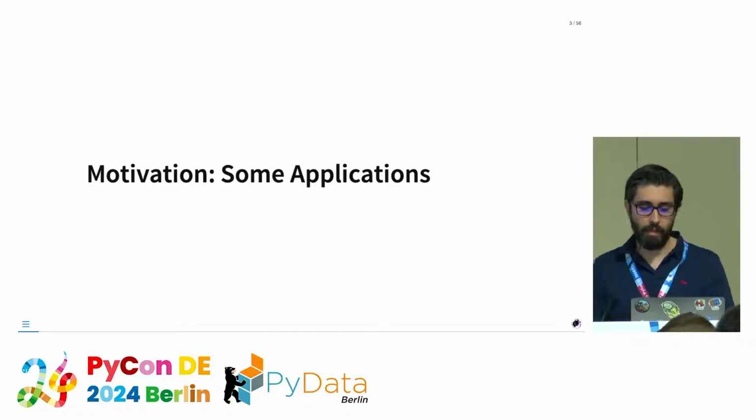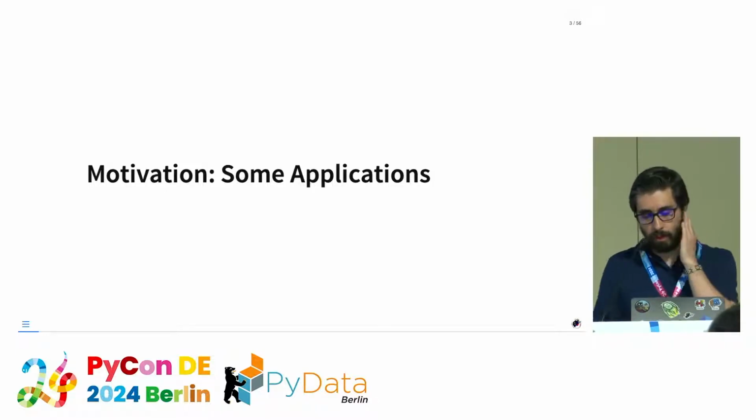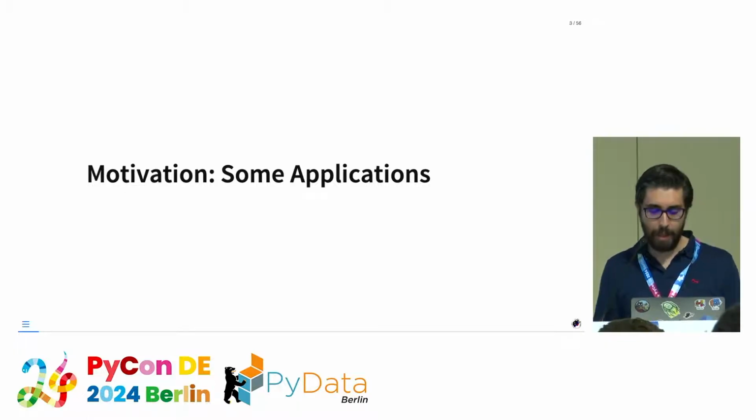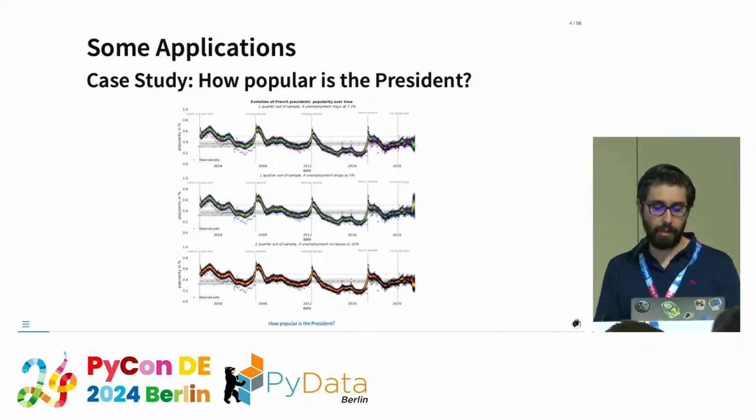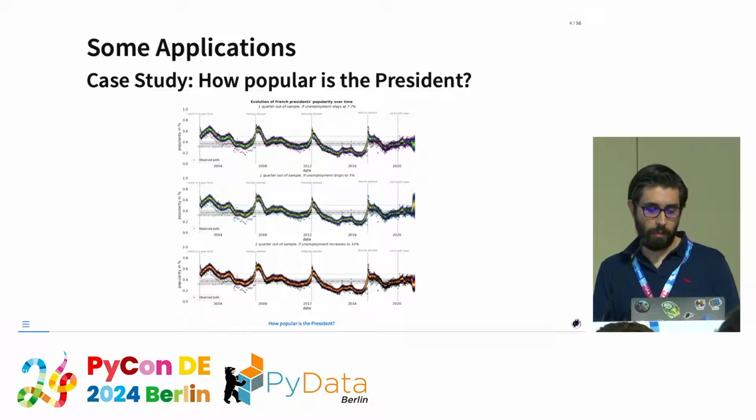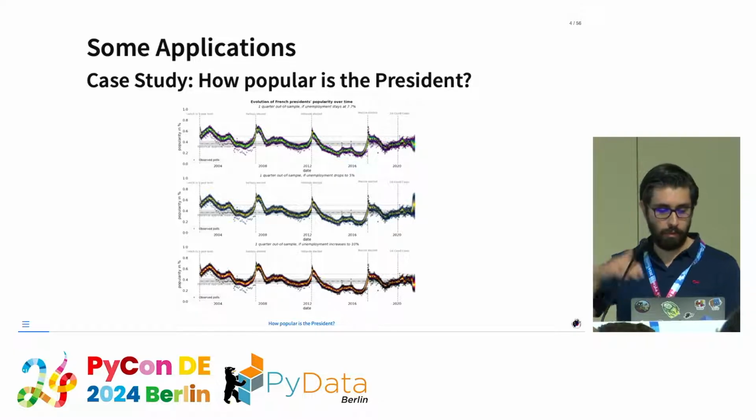About applications: when people talk about Gaussian processes, they usually talk about the toy example that I'm going to present today, but in reality, it can serve many purposes. The first case study where I saw Gaussian processes being a fundamental part of an interesting real model was this blog post by Alex Andorra, where he was trying to model the popularity of presidents in France. You see the y-axis is between 0 and 1. This is a share of popularity.